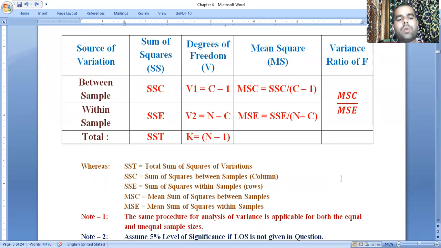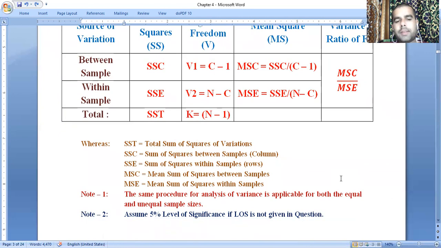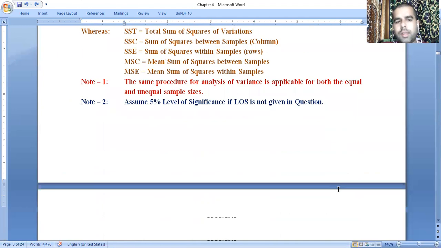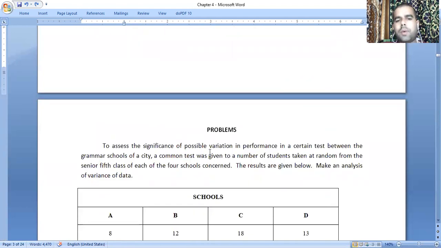These are note number 1 and note number 2. Note number 1, again I am repeating, is that the same procedure for analysis of variance is applicable for both equal and unequal sample sizes. Note number 2 says assume 5% level of significance if LOS is not given in the question. Observe this question: to assess the significance of possible variation in performance in a certain test between grammar schools of a city, a common test was given to a number of students taken at random from the senior fifth class of each of the four schools concerned. The results are given below. Make an analysis of variance of data.